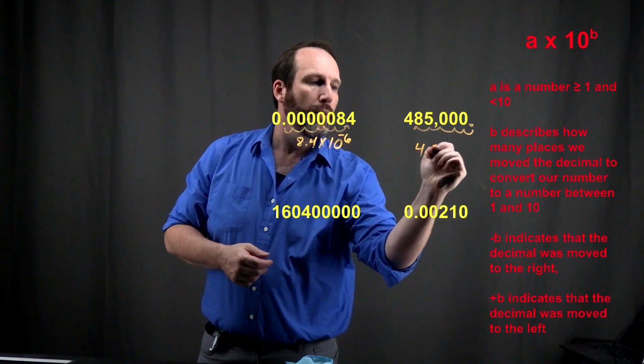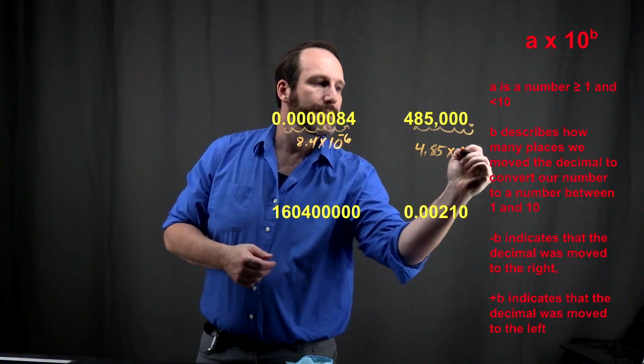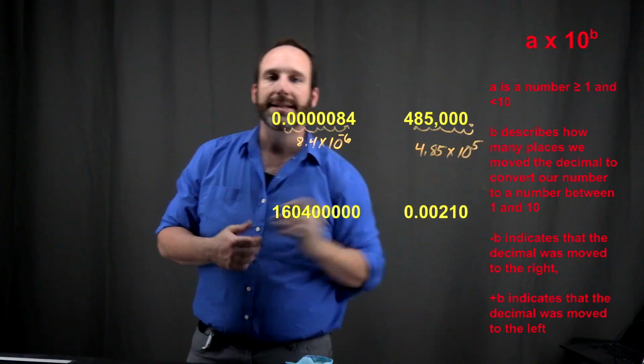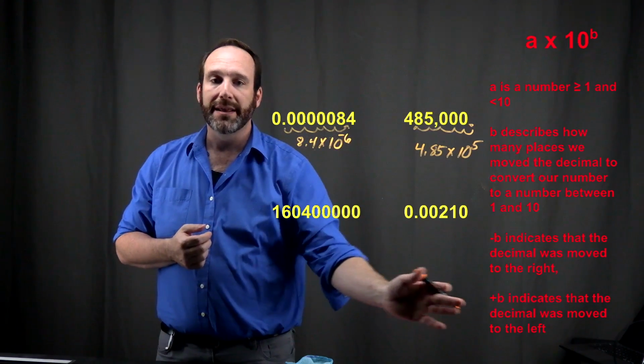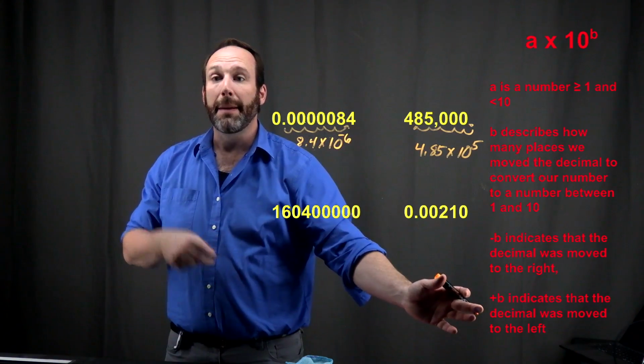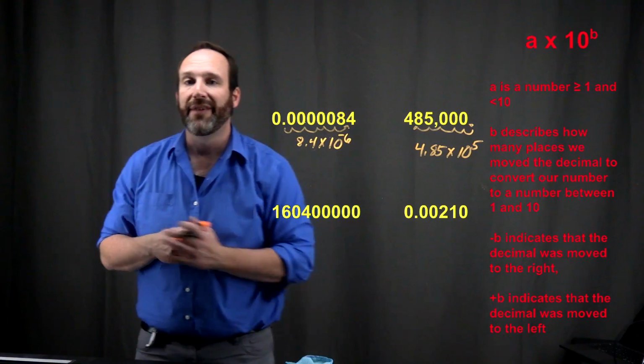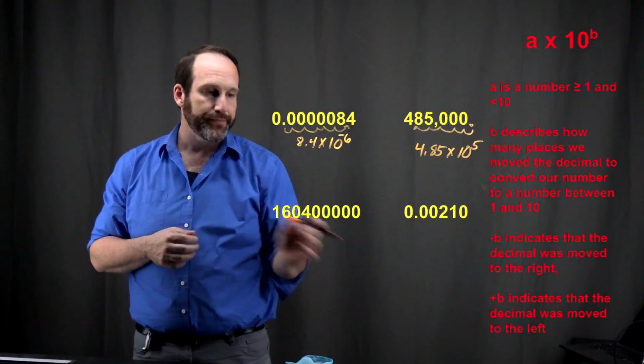So 4.85 times 10, and that'll be raised to the 5th power. I moved it 5 places, and I moved it to the left, okay? So that's going to be a positive exponent. So 4.85 times 10 to the 5th.